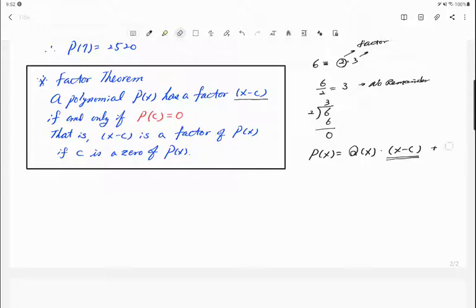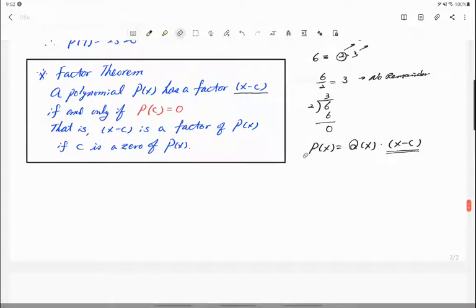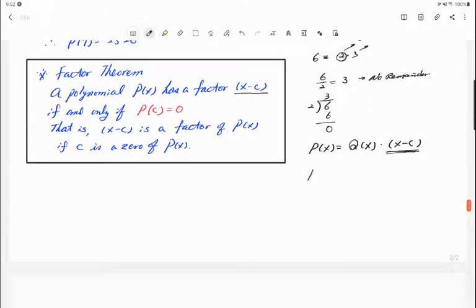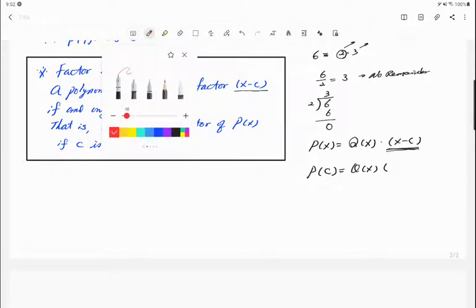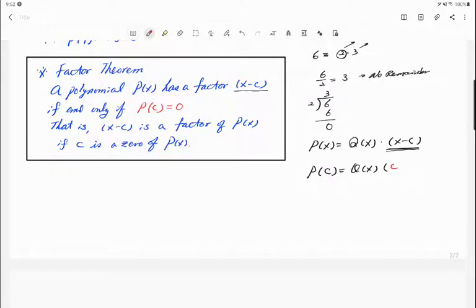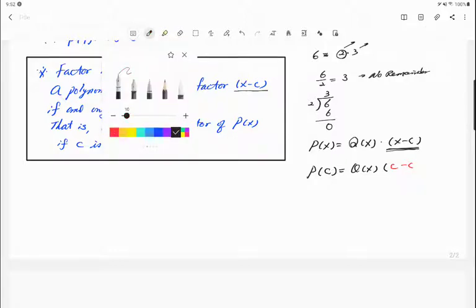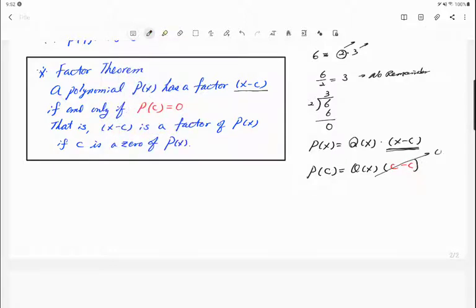So we can write it as something like this, right? Since it's a factor, what happens if we plug in c for x? So replace the input variable x with the value c. Then what happens? c minus c is 0, right? So this part becomes 0, then this result is 0.